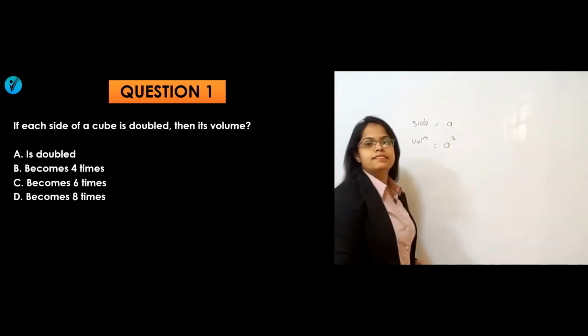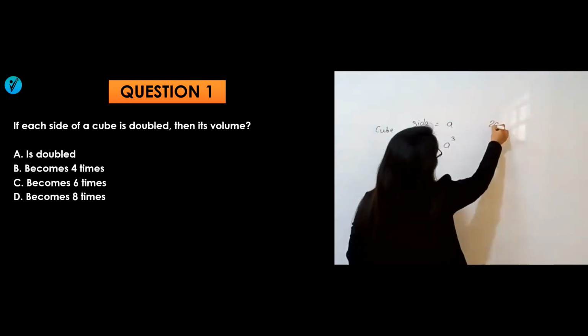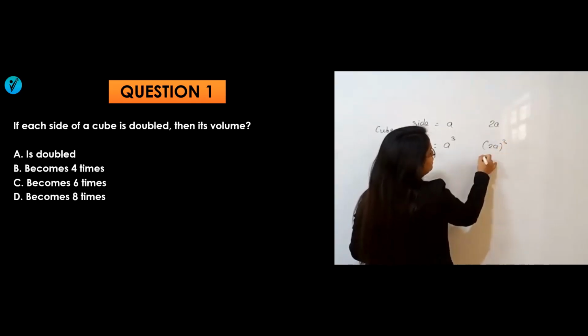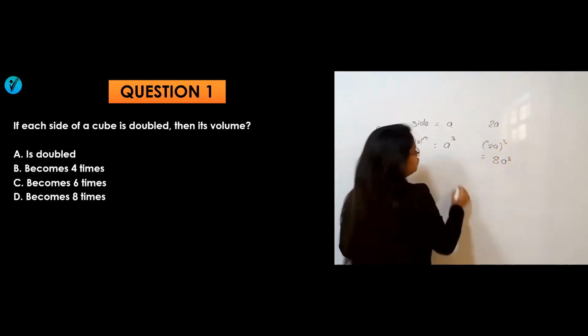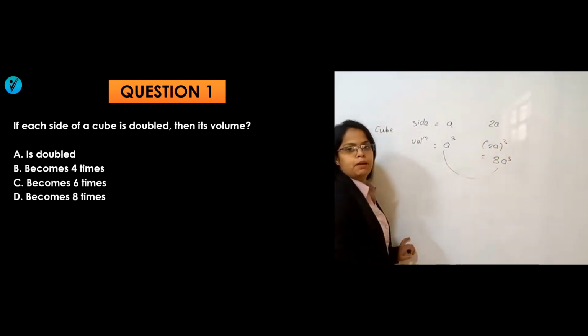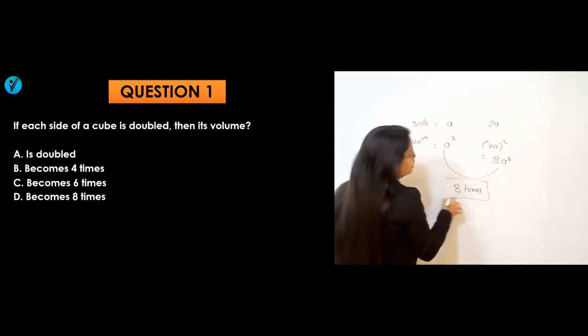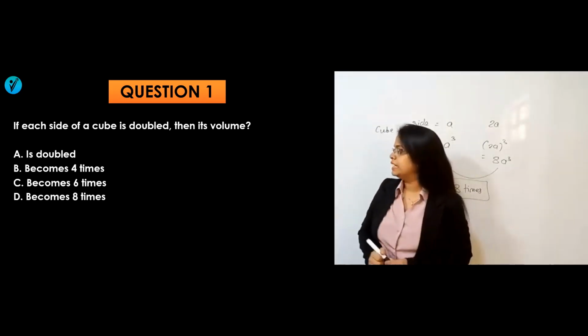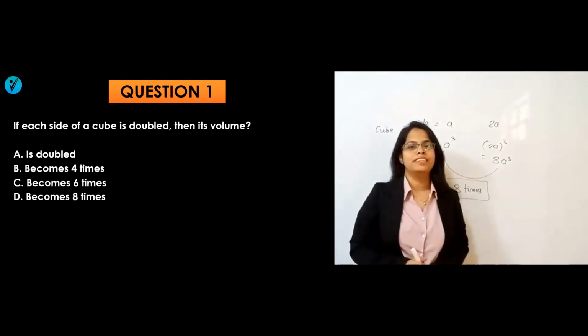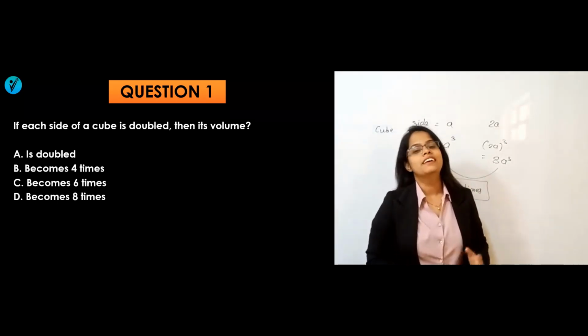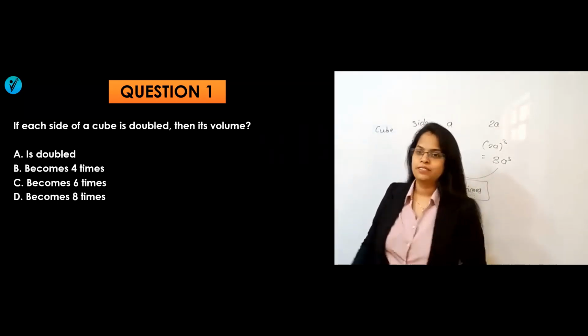But what are they saying? That the side is doubled. That means the new side is 2a. So volume will be twice a, cubed, that means 8a cube. So if you see, it has increased by what? It will become 8 times the original. So your answer will be 8 times, that means option number D. The first question was a conceptual question from me. Now let's go for the second question.